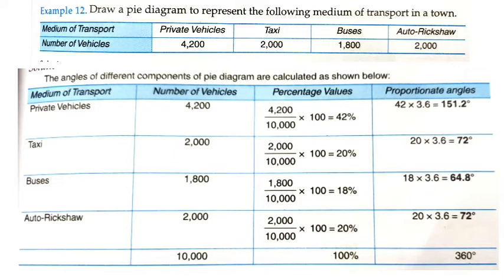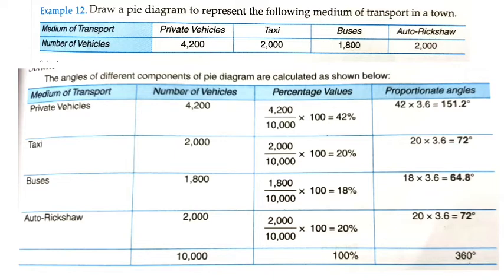4200 upon 10,000 into 100, that is 42%. Now 2000 upon 10,000 into 100, that is 20%. Now 1800 upon 10,000 into 100, that is 18%, and 2000 upon 10,000 into 100, that is 20%.